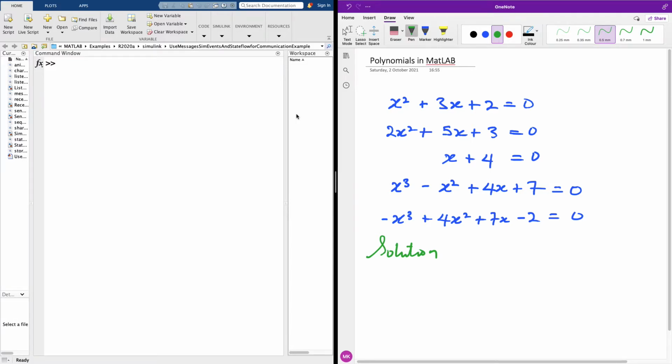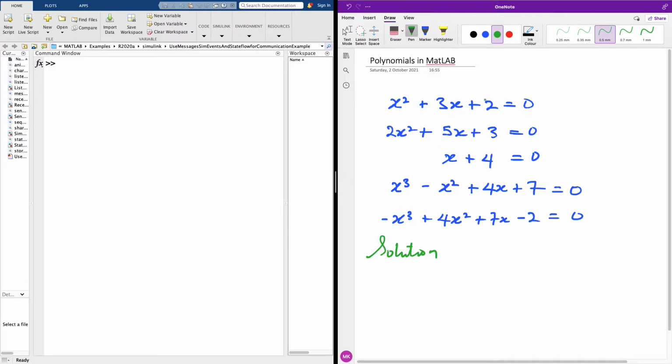Alright, so let me quickly show you how to solve these equations in MATLAB. So we have this quadratic equation, also called a binomial equation. We have another binomial equation here. We have a monomial here. We have a trinomial, which is also called a cubic equation or something like that. So everything here is just called a polynomial because x has powers of 1, 2, 3, and upwards.